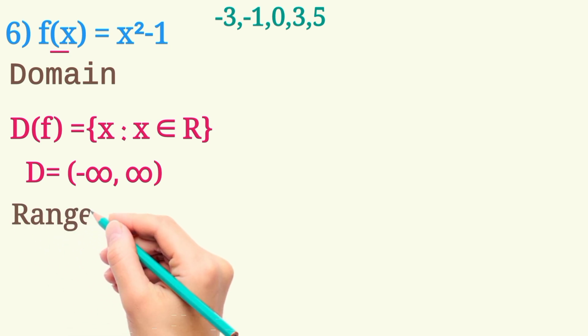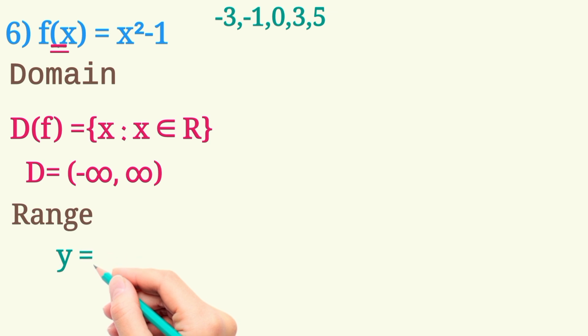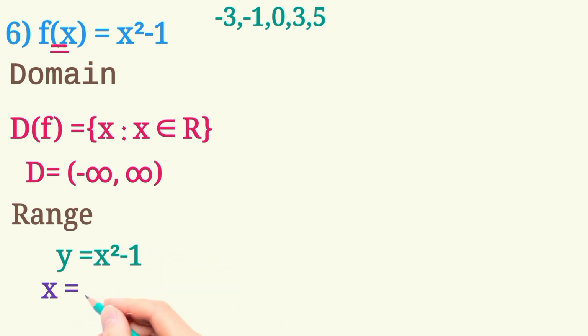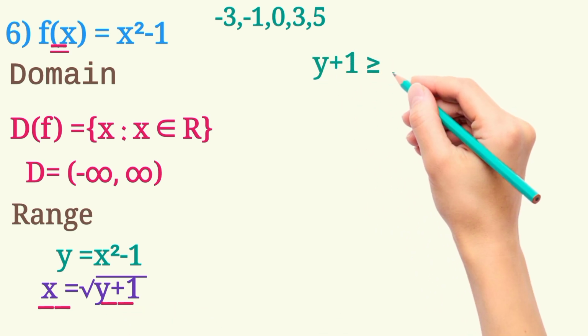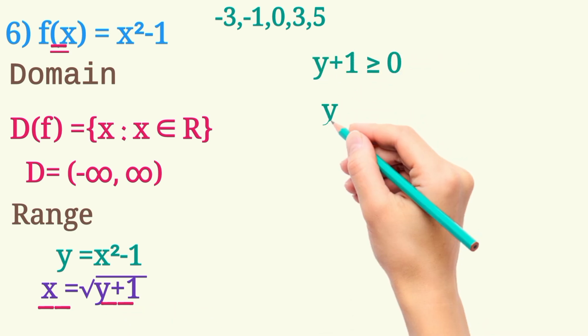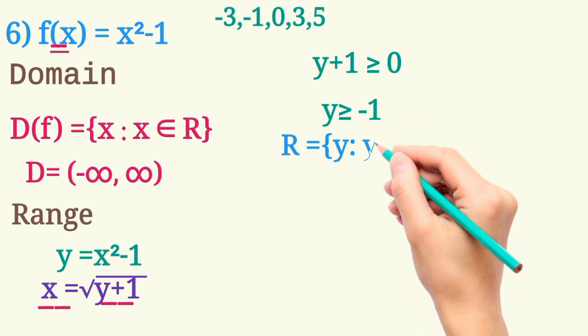Now for the range, we will substitute y in place of f(x). So y is equal to x square minus 1, or x is equal to square root of y plus 1. Here we have square root. So x is defined only when y plus 1 is positive. So y plus 1 should always be greater than or equal to 0. That is, y should be always greater than or equal to minus 1.